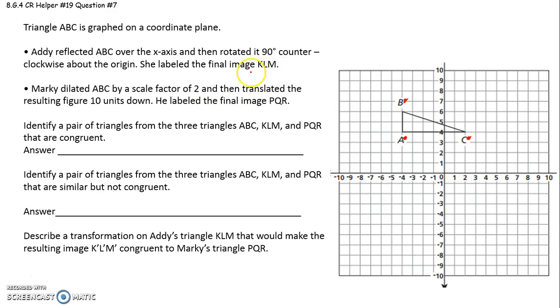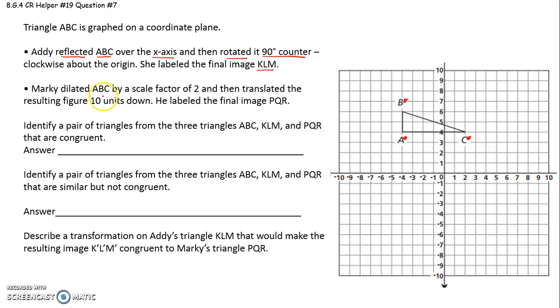Addie reflected ABC over the x-axis, then rotated it 90 degrees counterclockwise about the origin. She labeled her final image KLM. So she took ABC, reflected it over the x-axis, and rotated it 90 degrees. Well, after a reflection and a rotation, the original image will be congruent. That's an important fact that you need to know. As long as we're not blowing it up or shrinking it down with a dilation, the two figures will be congruent.